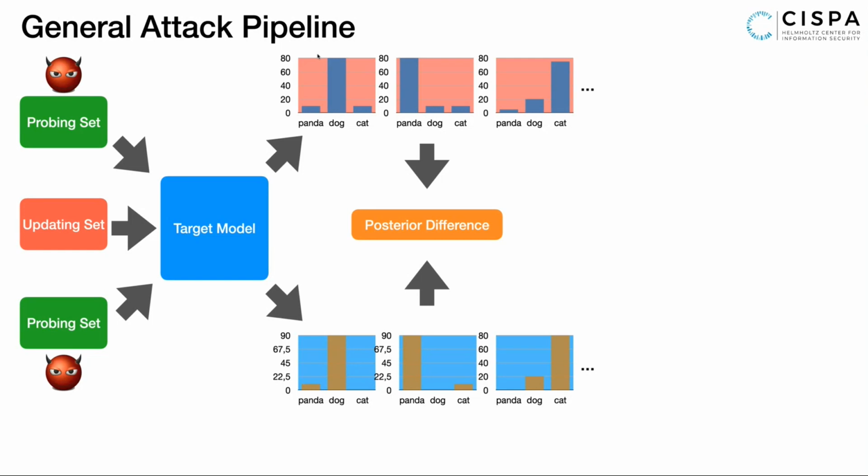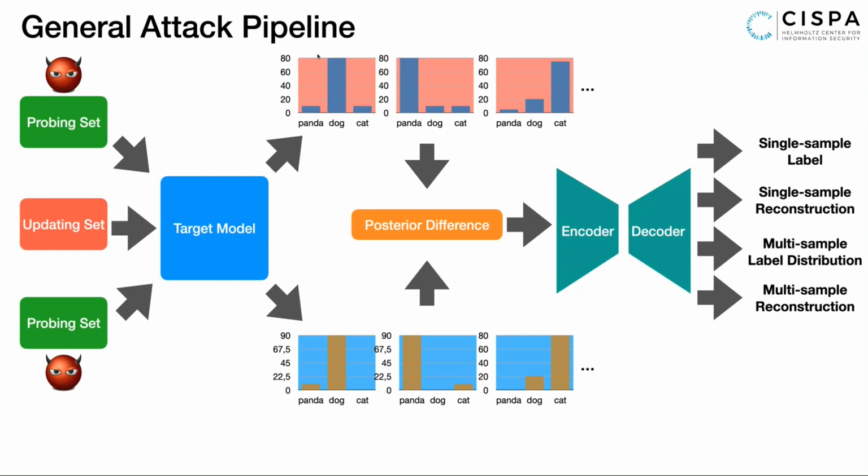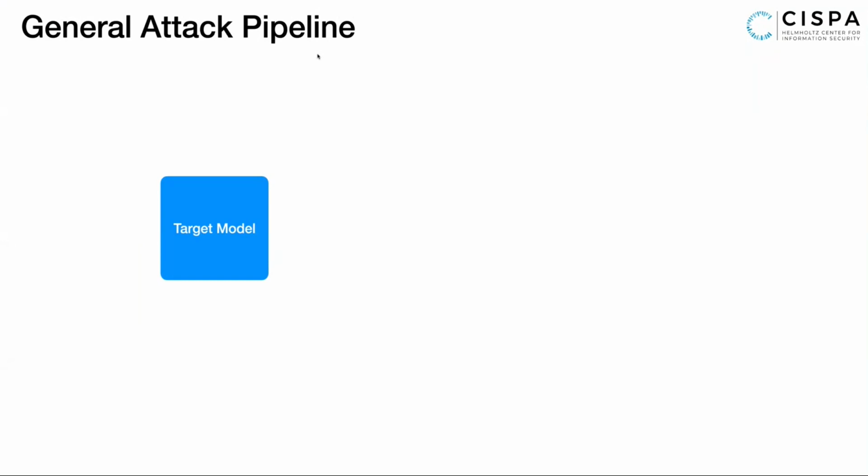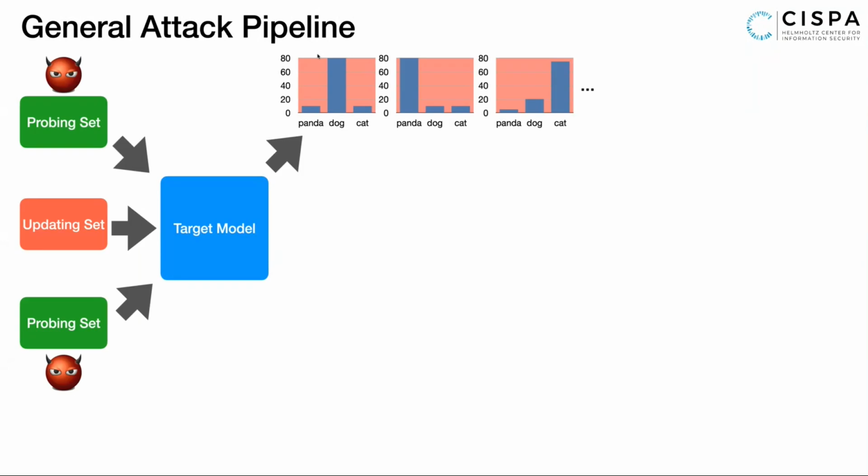Once I have this big posterior difference, I can build something called the encoder to encode the posterior difference to a lower dimension. And then, depending on what attack I'm aiming for, I can decode it to do different categories. So this is our general attack model pipeline. Of course, today I don't have the time to talk about all of them. I will talk about probably one or two of them.